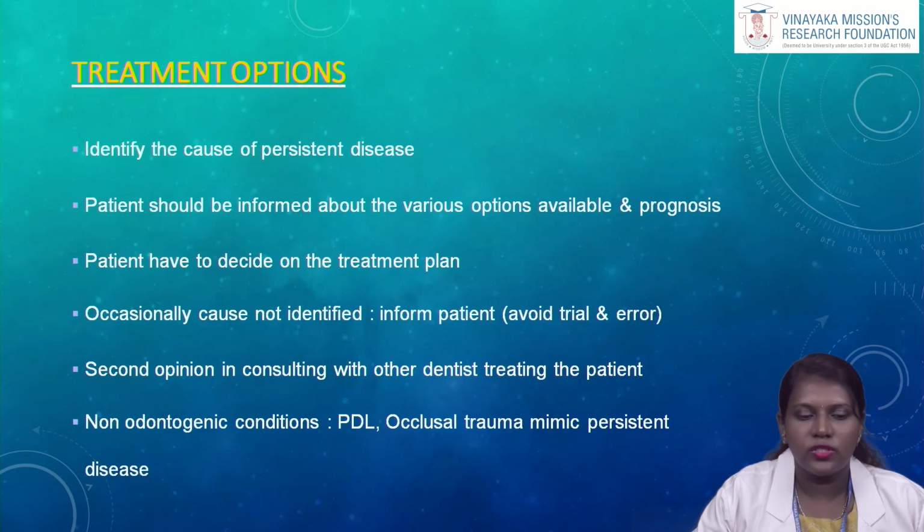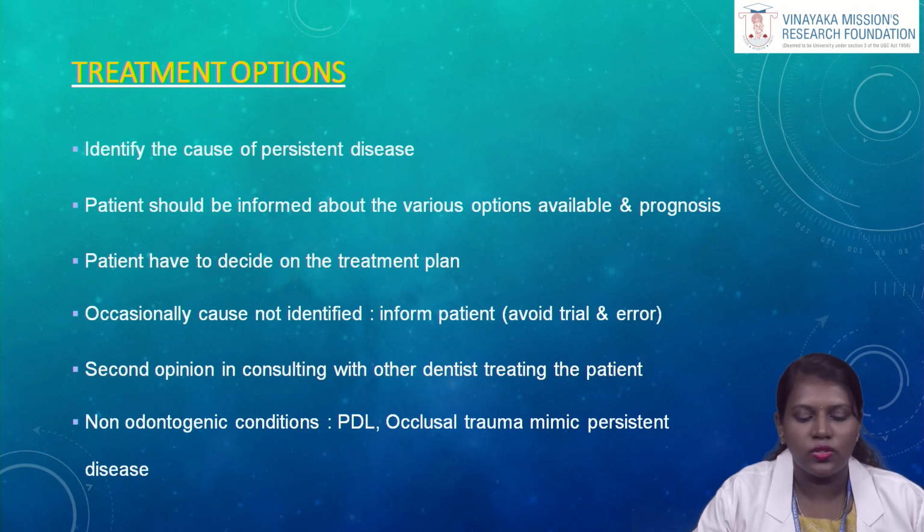What are the treatment options available for retreatment cases? First, we have to identify the cause of the persistent disease, and we should inform the patients regarding the opinions and options available for the treatment, and make sure the patient has enough time to decide on the treatment plan. Occasionally, if the cause has not been identified, we also have to inform the patient, and we should avoid trial and error methods in patients. A second opinion from consulting other dentists is also preferred in these cases.